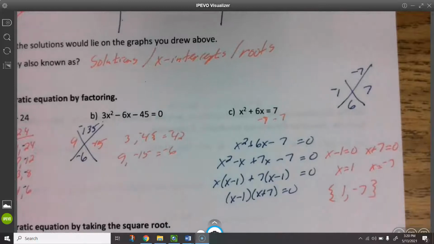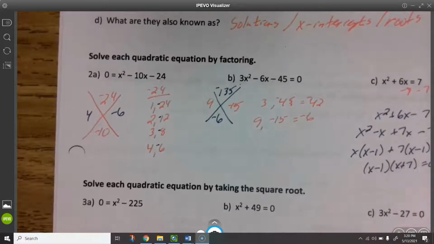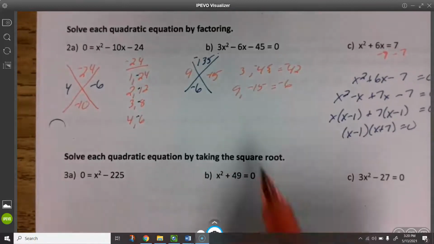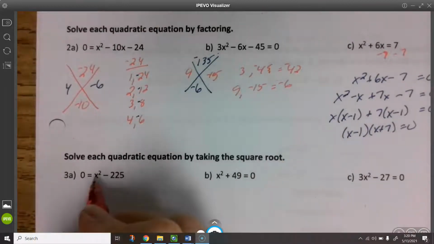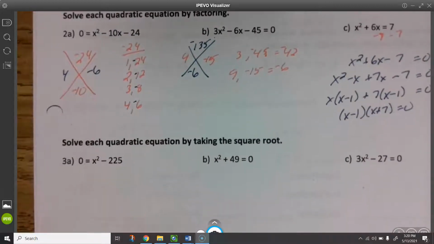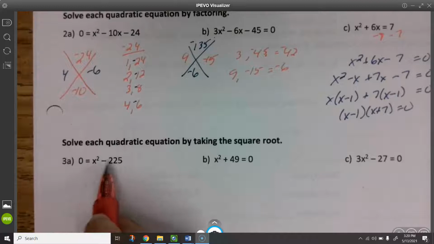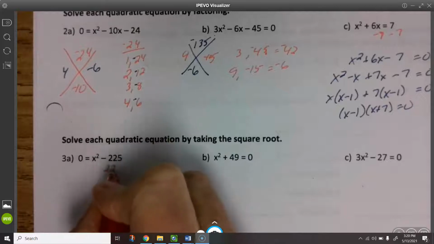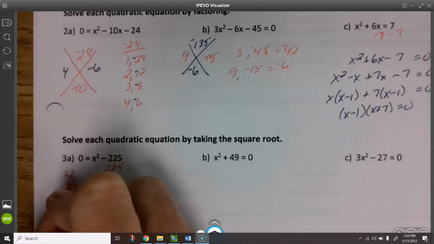Okay, good. Okay, solve each quadratic equation by taking the square root. In order to use square roots, remember we have to get the perfect square, the squared term, on a side by itself. Okay, so in this situation, I like to keep everything positive, so I'm not going to deal with negatives. So I'm going to move this to the other side. And it's just because I'm lousy with negatives and I forget them.